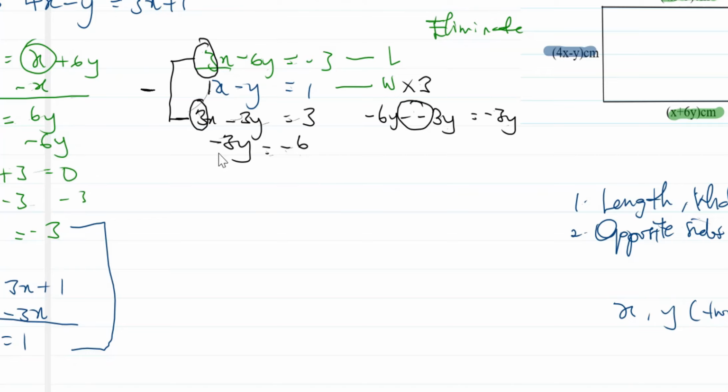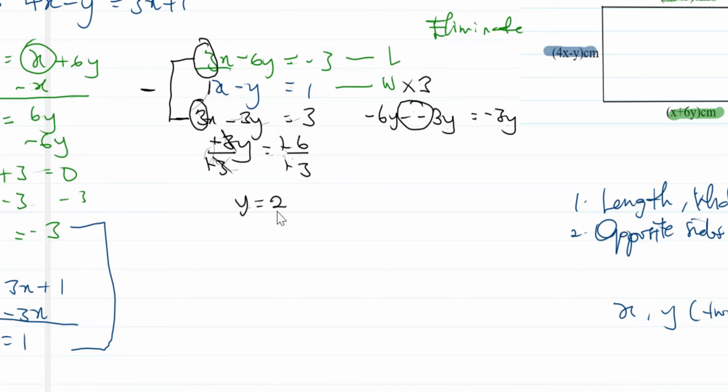So we are looking for y. What is the coefficient of y, which is negative 3? So let's divide each side by negative 3. Take care of the negative. So how many 3s are in 6? That is 2. So y is equal to 2.